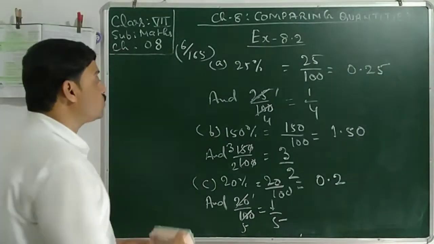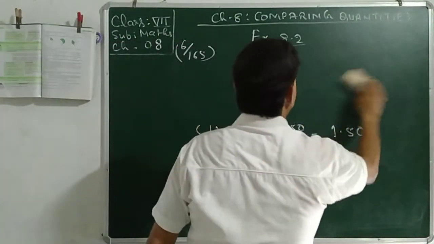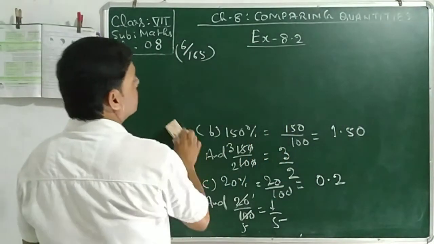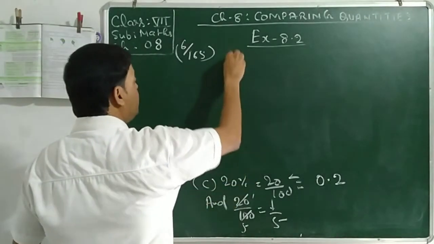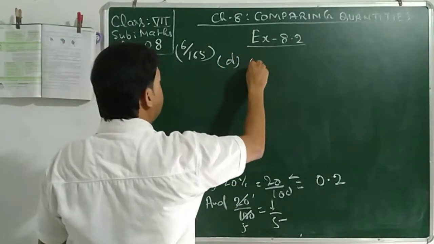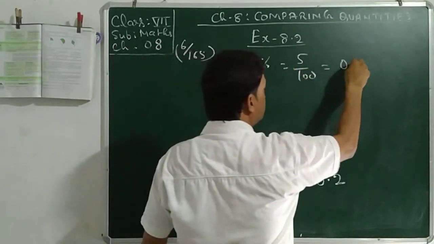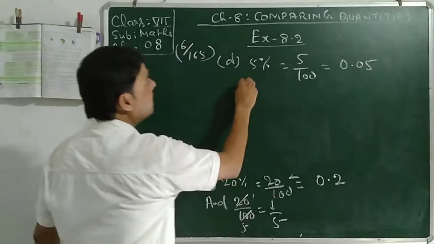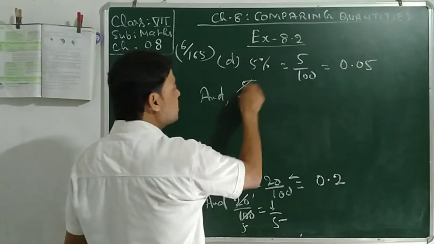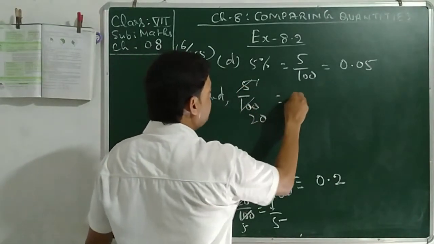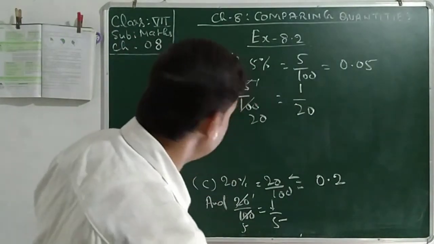Similarly, I am solving the D number. See, the D number is 5%. That will be 5 by 100, that you can write 0.05. And 5 by 100 in the simplest form can be written as 5 ones are 5 and 5 twenties are 100, so 1 by 20. Complete this sum.